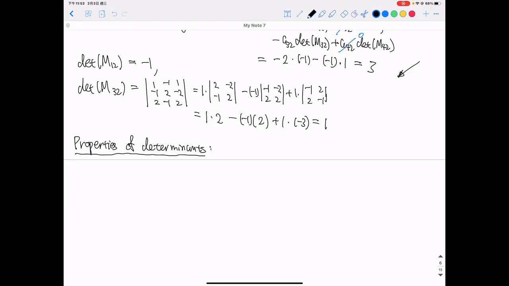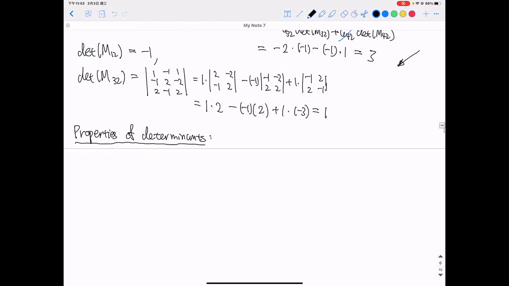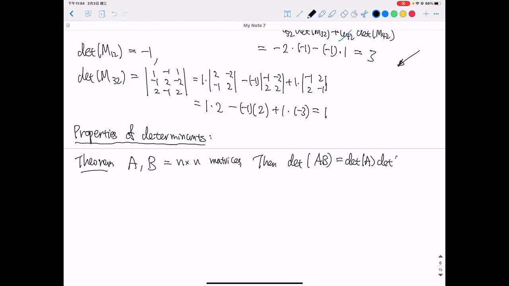So let's see. The first one, let's state this as a theorem, I guess. Theorem. Let's say you have two matrices, A and B, both of size n by n. Then you have the determinant. Well, first of all, you have A times B, which is also n by n. So you have its determinant. And the statement of the theorem is that the determinant of AB is the determinant of A times the determinant of B.